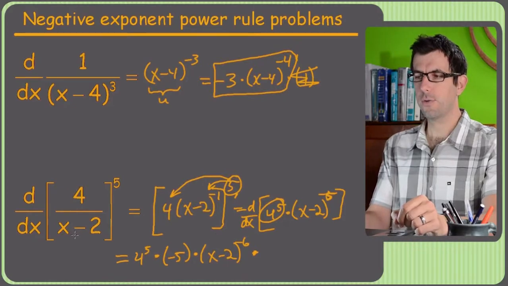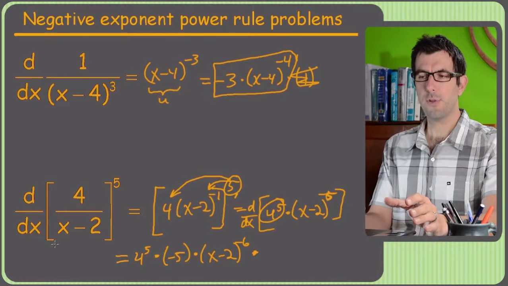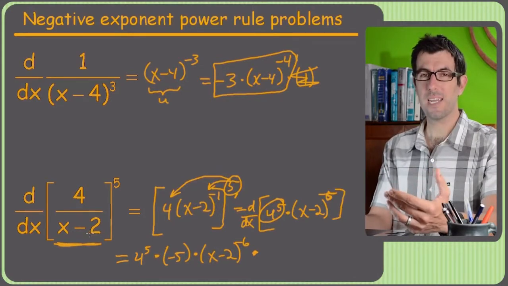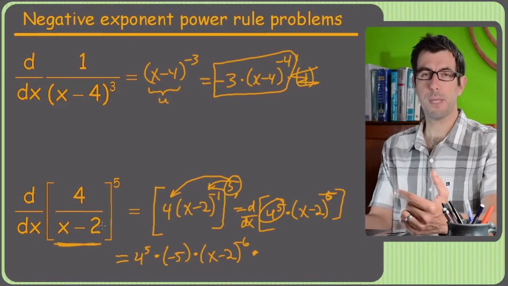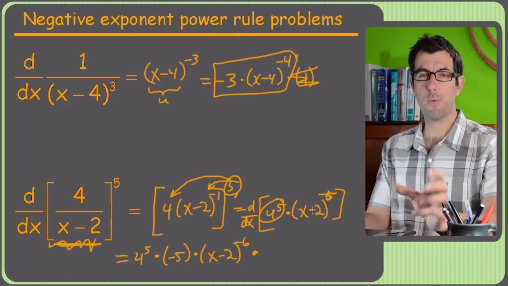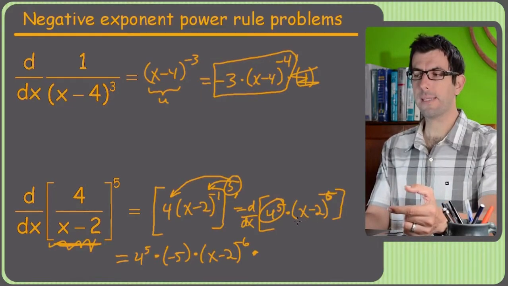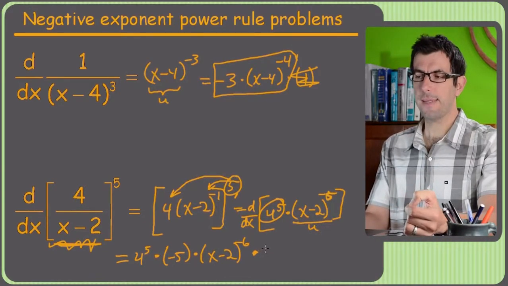And of course our u, now see, this was kind of interesting. If you look back at this stage of the problem when we first got it, you probably would have thought our u was 4 over x minus 2. But that's not the u we're going to use. The u we need to use is the one we had right before when we executed the power rule. And by that time we had x minus 2 to the negative fifth. So x minus 2 is our u. So the derivative of that is just 1.